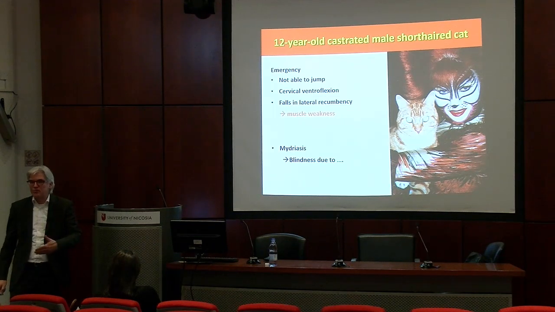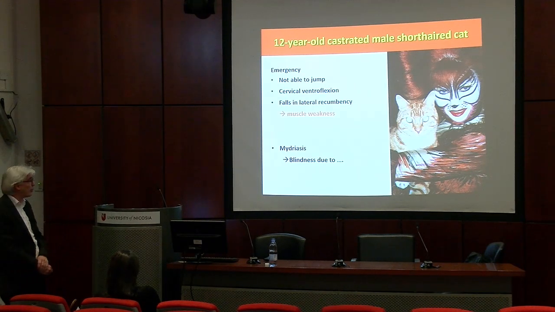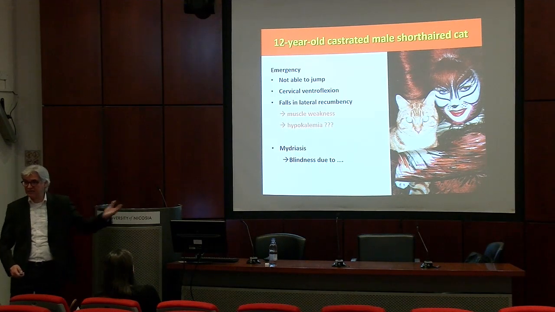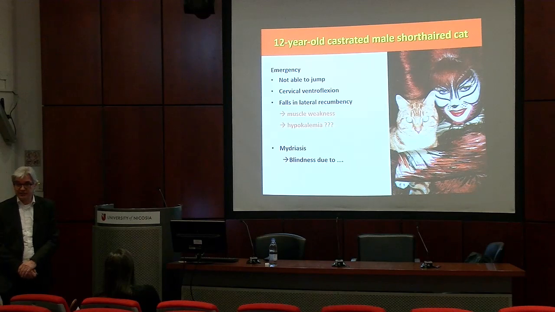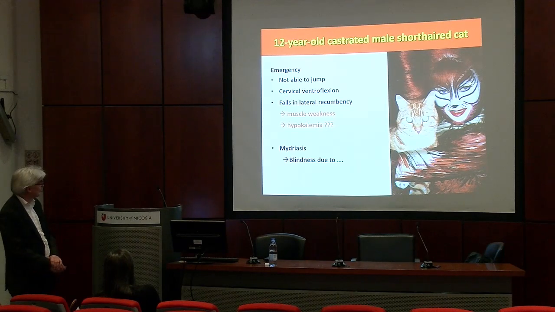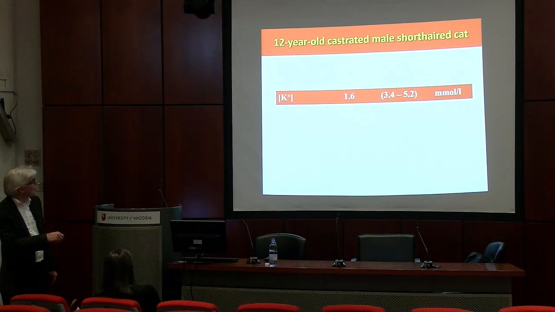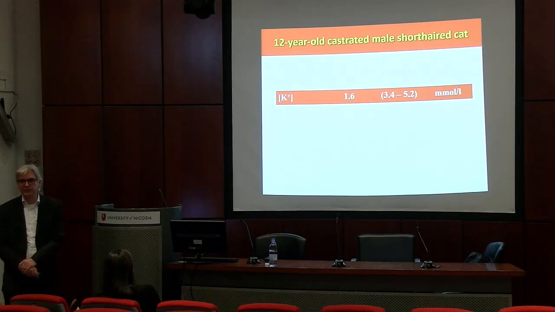And what can cause muscle weakness? What's the differential diagnosis of muscle weakness? Well, there are a lot of differential diagnoses, but the most common one is hypokalemia, a low plasma potassium concentration. So the next step in a case like this is to determine the plasma potassium concentration. And that was done in this case, and you can see that the plasma potassium concentration in this cat was very low compared to the reference range. So the cat has hypokalemia.